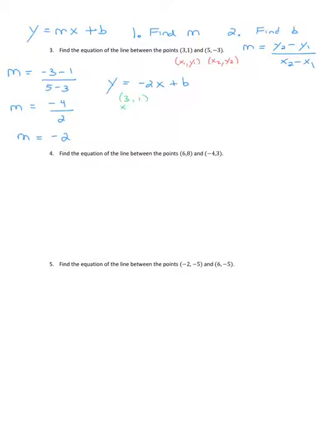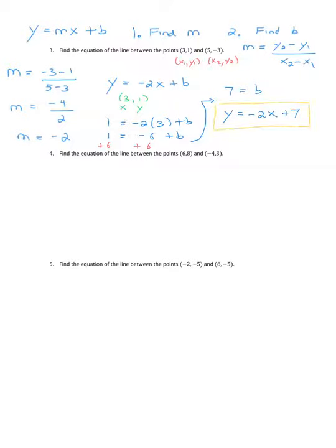That is, I'm saying 3 is x and y is 1. If I put that into my equation, I get 1 is equal to negative 2 times 3 plus b. So 1 is equal to negative 6 plus b. Here I will add 6 to both sides of my equation, and I get 7 is equal to b. So I've really done my two-step process. My equation is y is equal to negative 2x plus 7, where negative 2 was the slope and 7 was the y-intercept.